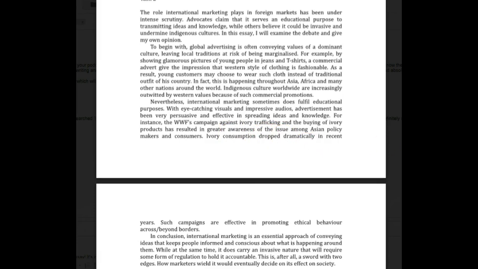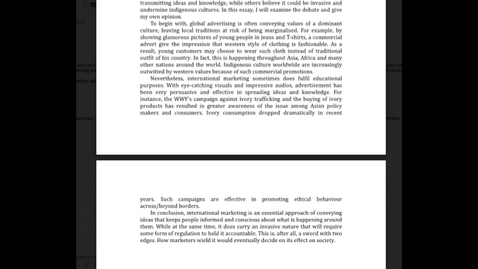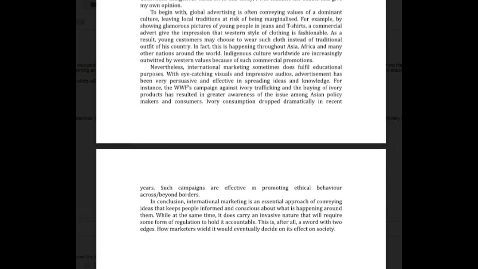Such campaigns are effective in promoting ethical behavior across beyond borders. All right, this is lovely. It's really a very well written paragraph, and I like what you said. I really do. I have one little concern. The essay actually asks you to talk about ideas, culture, and language. You really flushed out this whole thing with the ivory so much that there was no place for any of those other issues that were addressed in the essay.